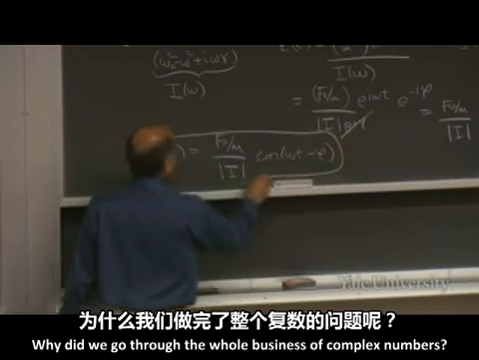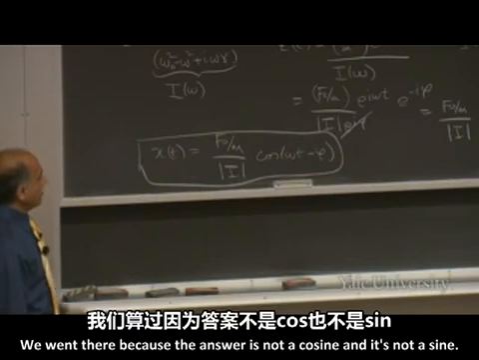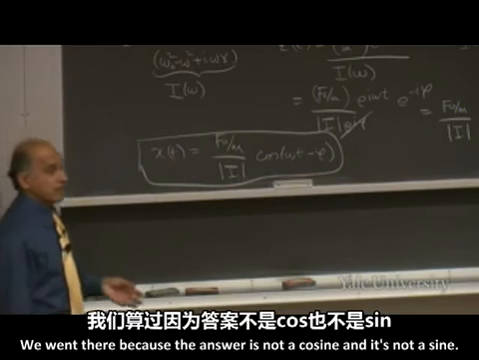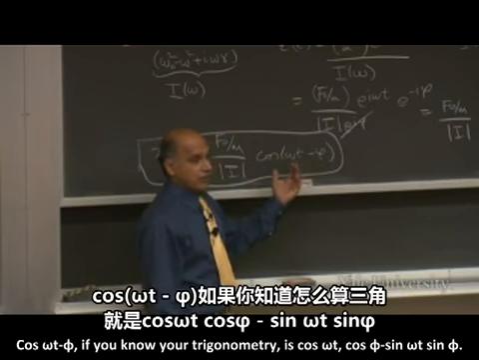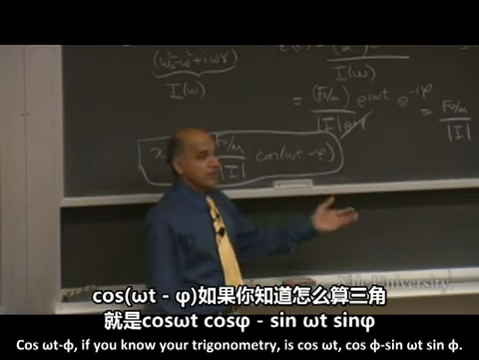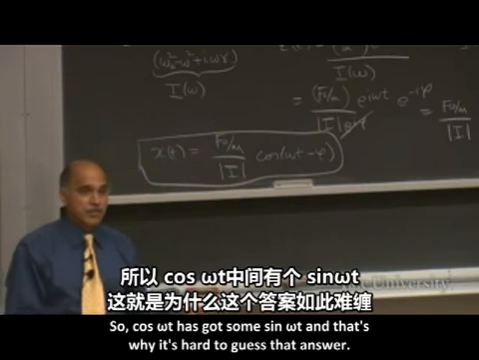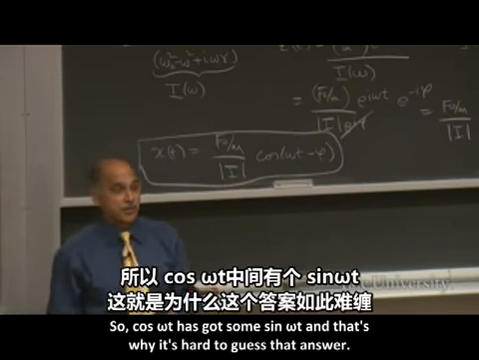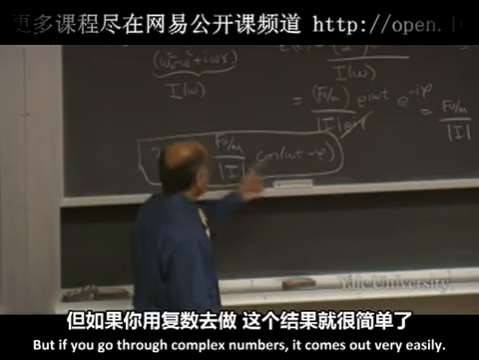Why did we go through the whole business of complex numbers? We went there because the answer is not a cosine and it's not a sine. Cos(omega t minus phi), if you know your trigonometry, is cos omega t cos phi minus sin omega t sin phi. So it's got some cos omega t, it's got some sin omega t, and that's why it's hard to guess that answer. But if you go through complex numbers, it comes out very easily.